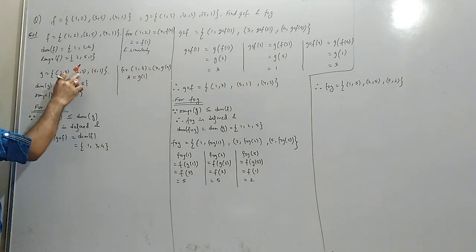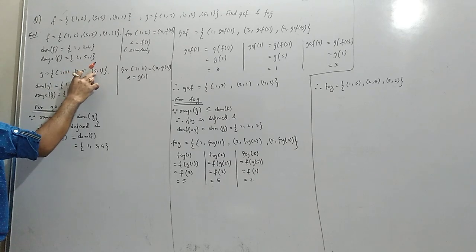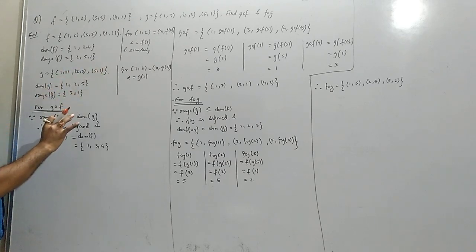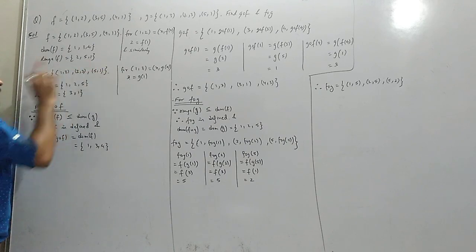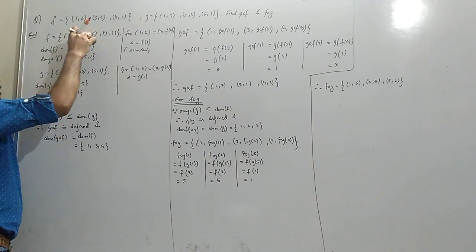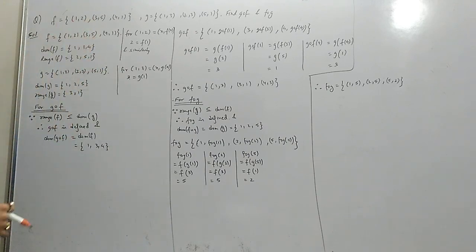Similarly you can go for g of 2 is 3. g of 5 is 1. Okay, g of first element is equal to the second element. f of first element is equal to the second element, like this. Okay, now first we go for g of f.